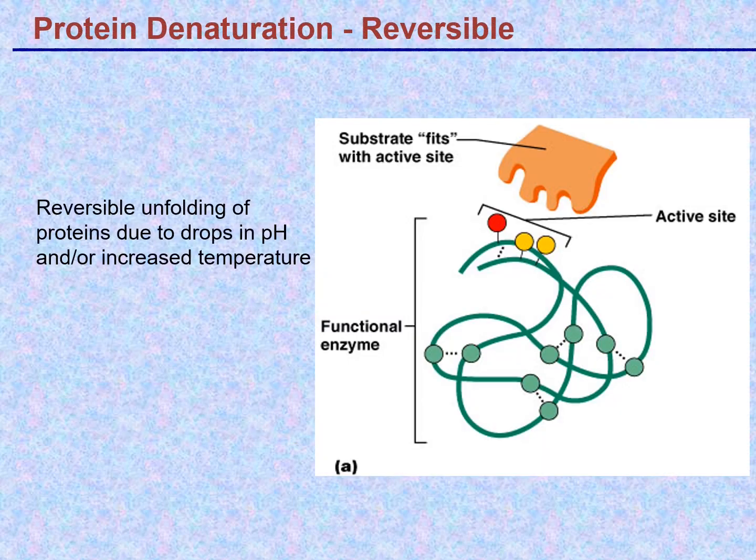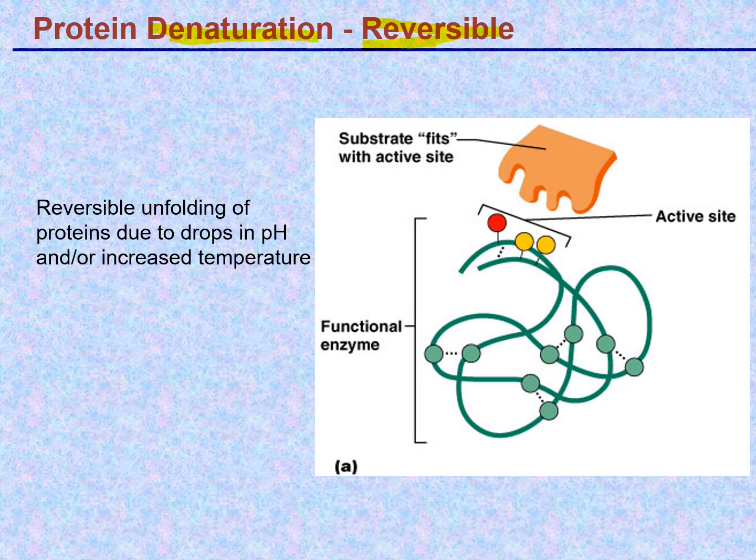And this refers to this kind of unfolding if conditions become non-physiological, too high or too low pH or temperature. The molecule can unfold, and that unfolding of the molecule is called denaturation. And with denaturation, what you get is loss of function. However, as long as you don't go too far out of normal range, as soon as conditions are brought back to within the normal range, the molecule will fold back into its stable active form. So it's a reversible unfolding of the protein.